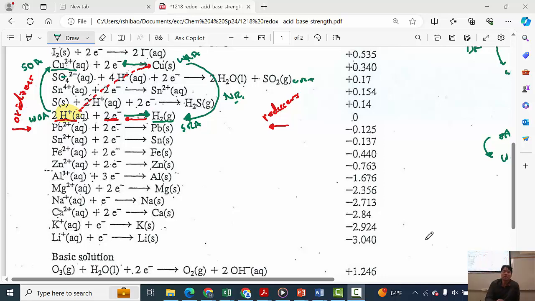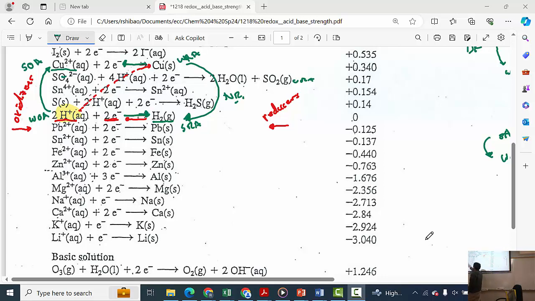So let me ask you this. Will H plus react with hydrogen? So H plus wants to take 2 electrons from hydrogen. If it takes 2 electrons from hydrogen, what do we form? In other words, if H plus reacts with hydrogen, we're going to form hydrogen and H plus, the same thing. So no change, no reaction.